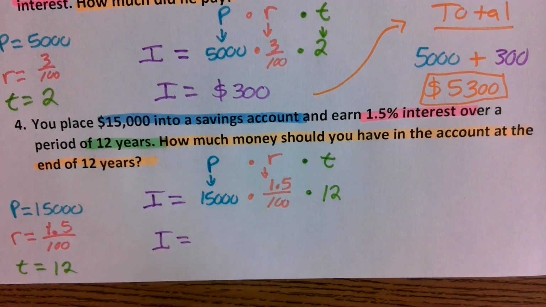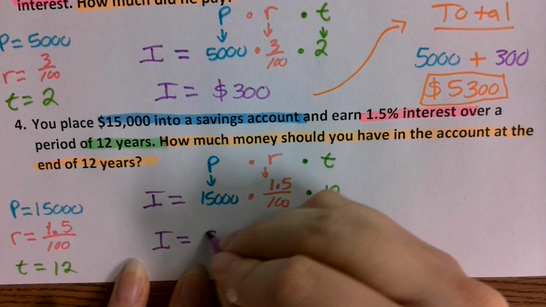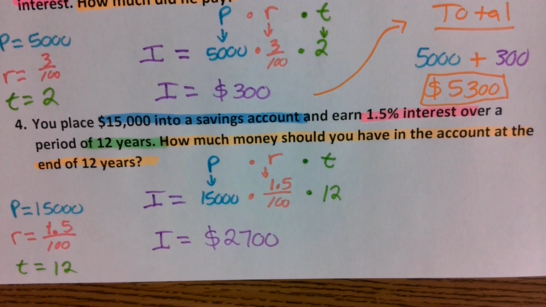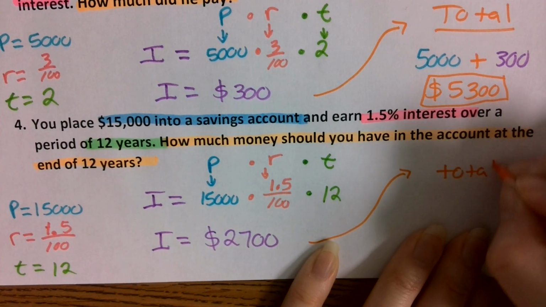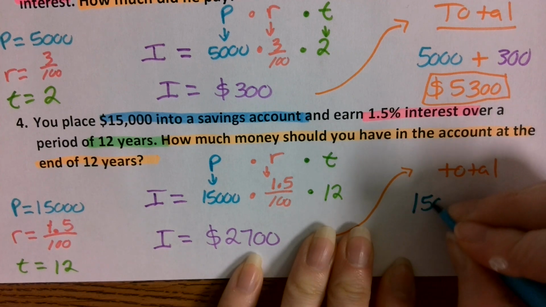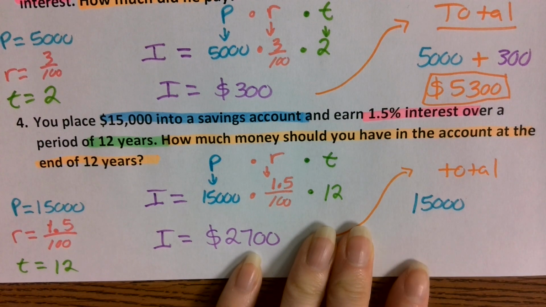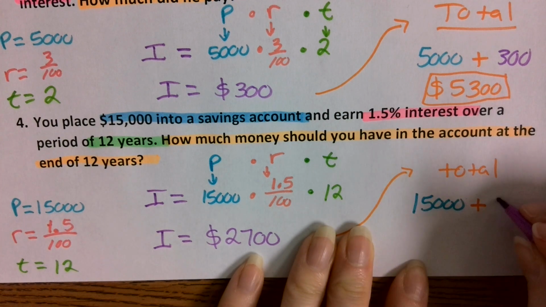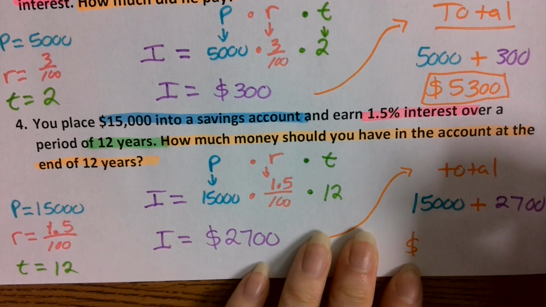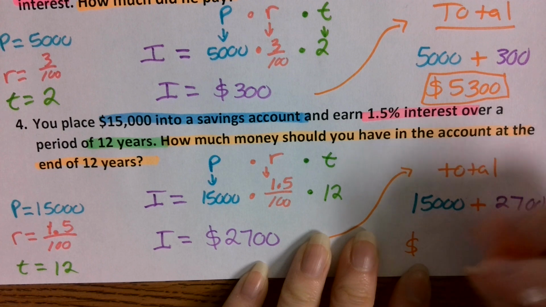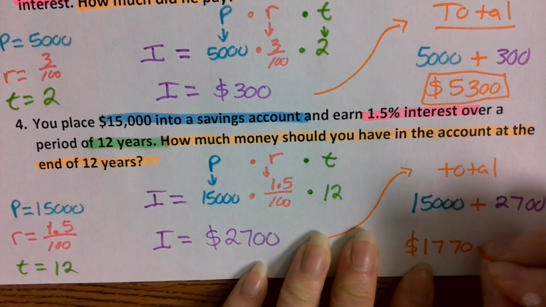So the first thing that we're going to do is multiply the 15,000 times the 1.5 over 100 times 12. And that's going to come out to 2,700. That's your interest. You now need to add that into your account to find your total. So we're going to take the 15,000 that we originally had in the account and add the 2,700. And so the total amount that you're going to have in the account after the interest is added in is going to be 17,700.